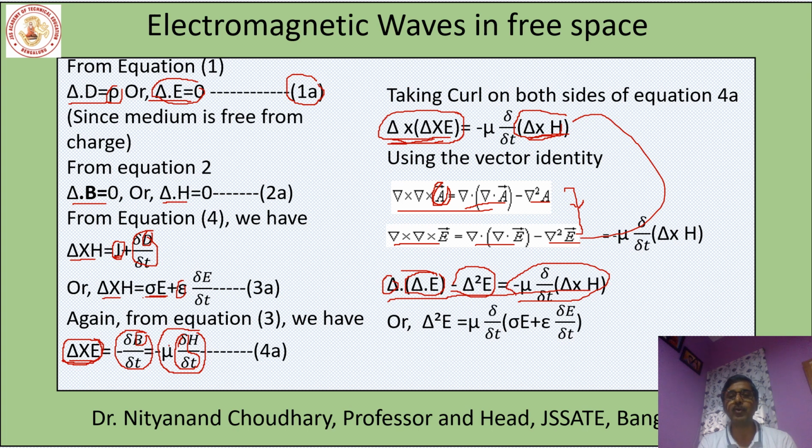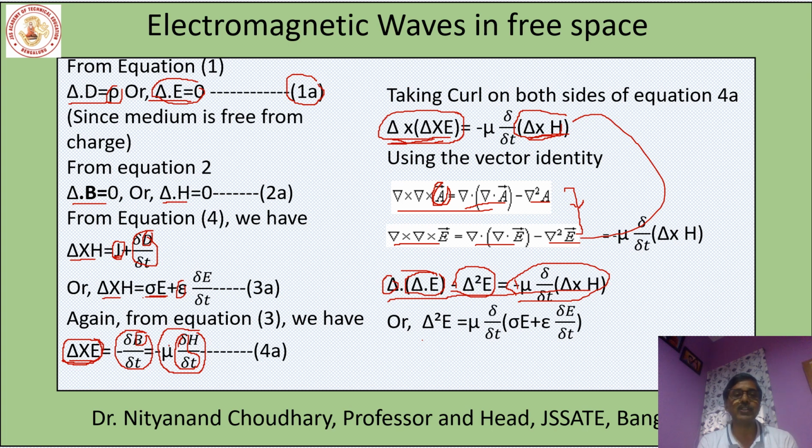So what I'm going to do, both side minus and minus I'm going to cancel. So this minus and minus has got cancelled. So finally what I'm getting, del square E is equal to mu del upon del T plus, now let's see further, del cross H.